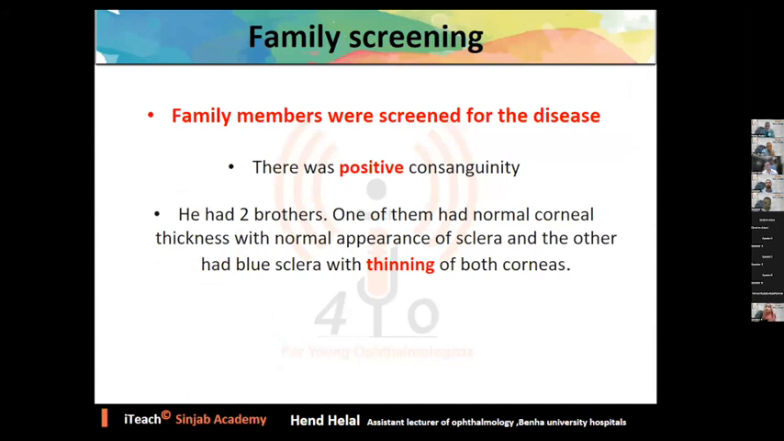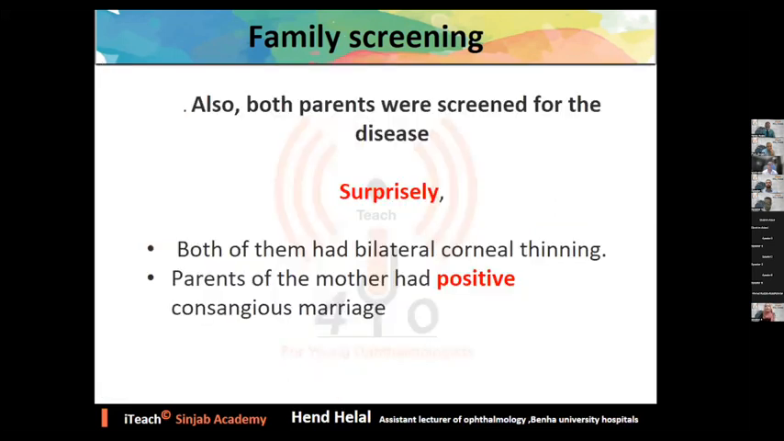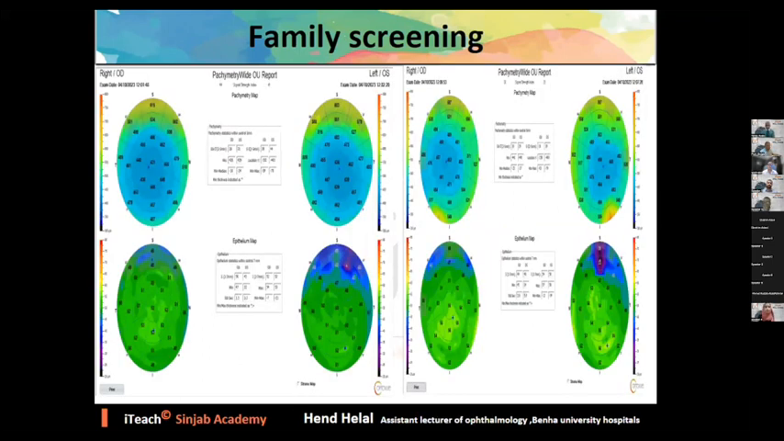There was consanguinity, and he had 2 brothers. One of them had normal corneal thickness with normal appearance of the sclera, and the other had blue sclera with thinning of both corneas. And this is the anterior segment OCT for the 2 brothers. I decided not only to screen the brothers, but also the parents. And surprisingly, both of them had bilateral corneal thinning, and the parents of the mother have positive consanguineous marriage. And this is the anterior segment OCT for the father and the mother.